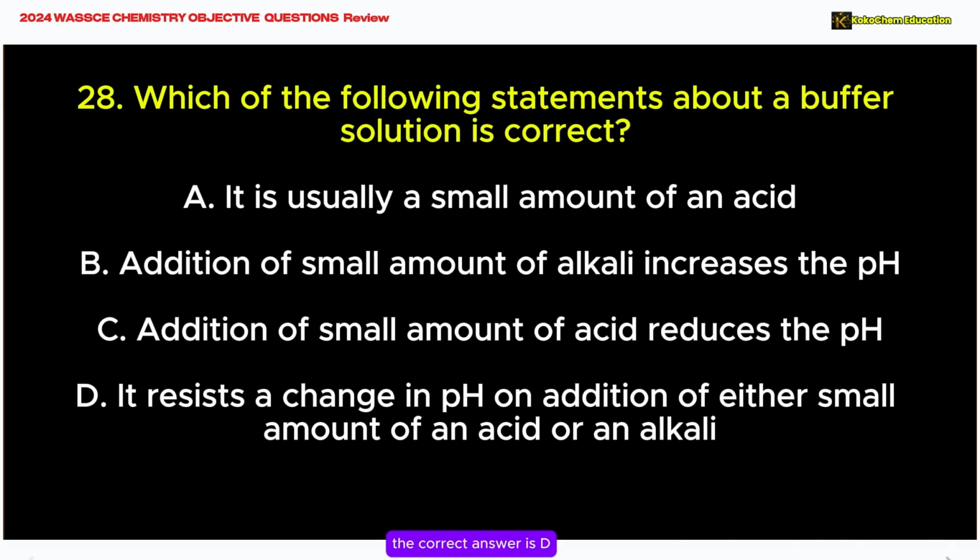The correct answer is D. It resists a change in pH on addition of either small amount of an acid or an alkali. Explanation. A buffer solution maintains a relatively constant pH even when small amounts of acid or base are added.